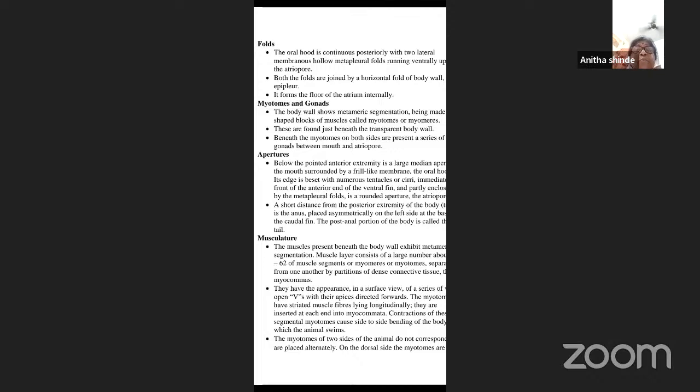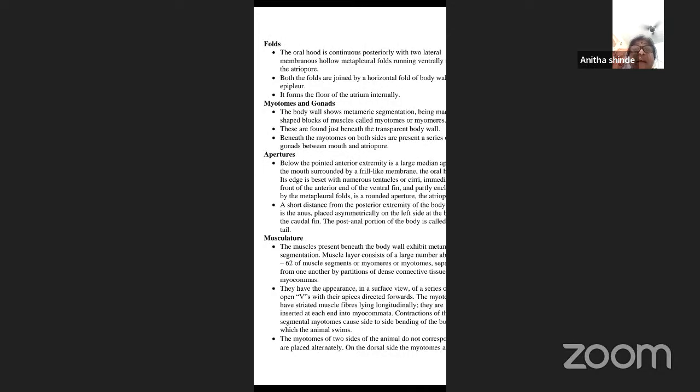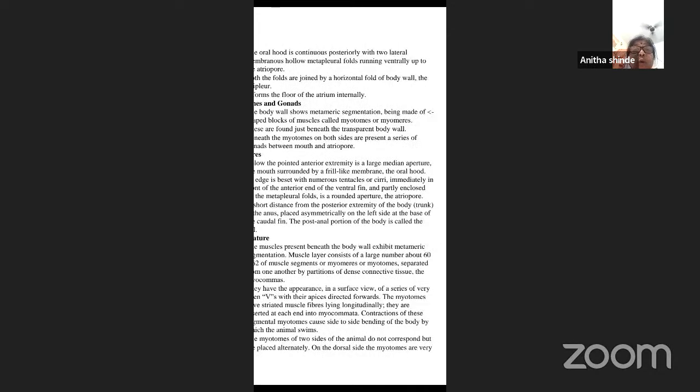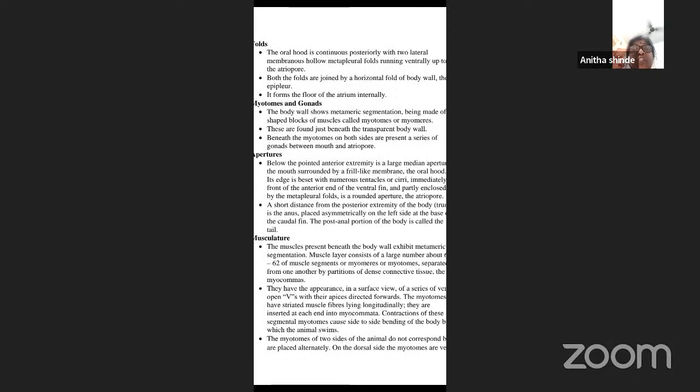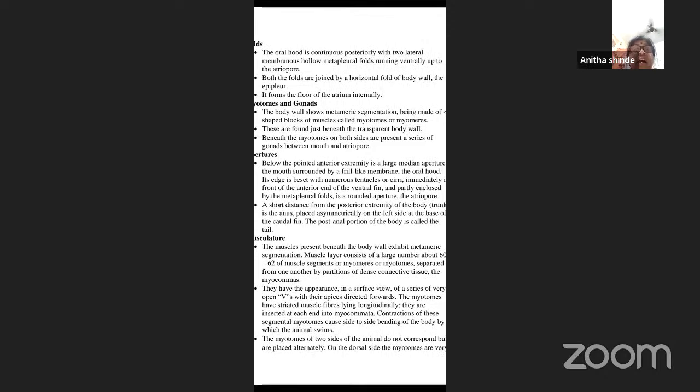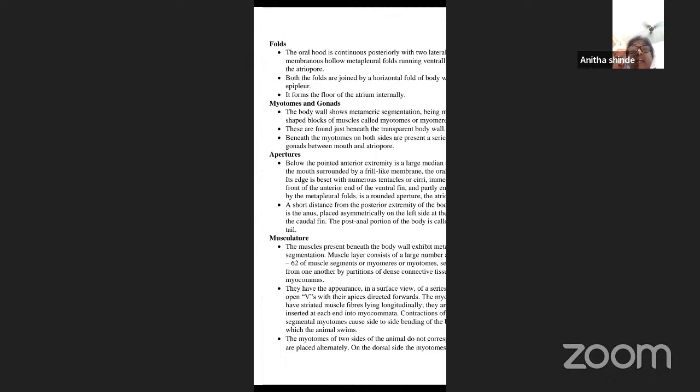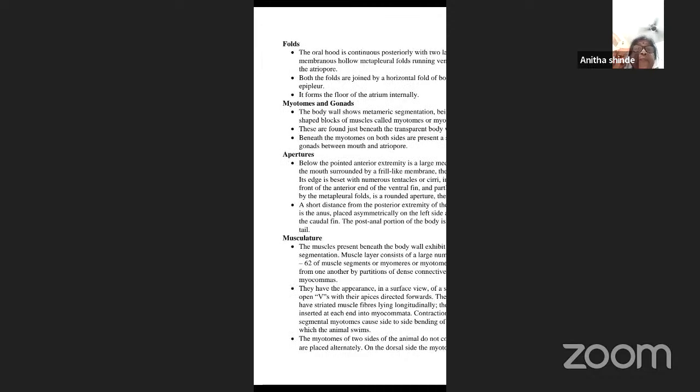The next, apart from this, you also have the apertures. Now below the pointed anterior extremity is a large median aperture, the mouth, being surrounded by a frill-like membrane, the oral hood. That is called the oral hood, and its edge is beset with numerous tentacles or cirri. Then a short distance from the posterior extremity of the body, that is the trunk, you have the anus, which is placed on the left side at the base of the caudal fin. And the post-anal portion of the body is nothing but the tail. This is all about the external morphology.